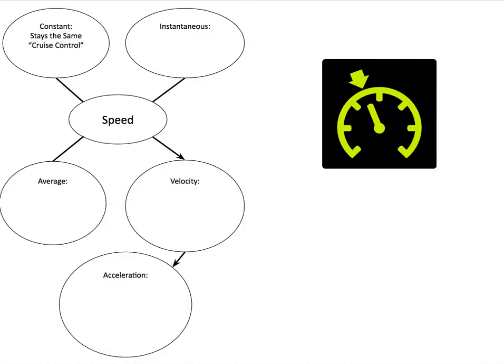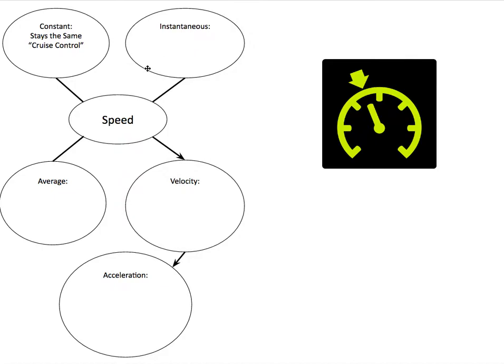So starting with constant speed is when speed stays constant or stays the same. This would be the same as using cruise control on the car. When you are walking, it's very hard to maintain a constant speed. You would have to really be thinking about making sure you take your same size step every 2 seconds or whatever the time frame may be. But constant just means that we're staying at the same speed. That could also mean that your speed is 0. So if you are just sitting there on the couch, then you have a constant speed of nothing, not moving.